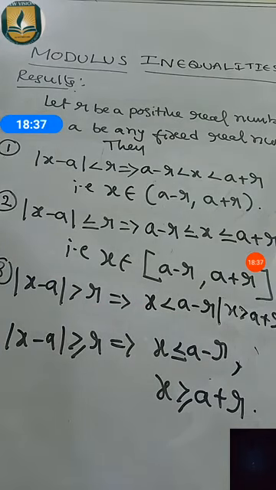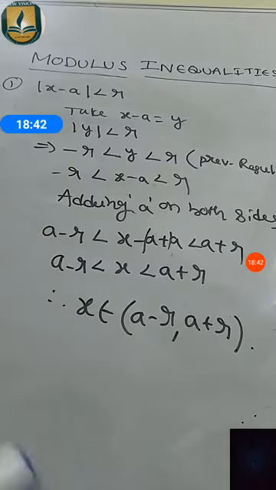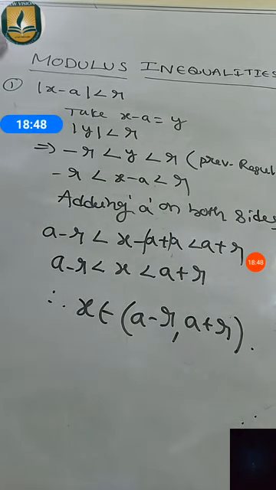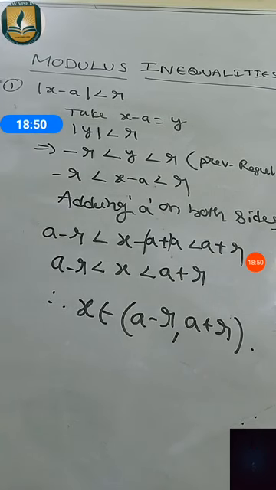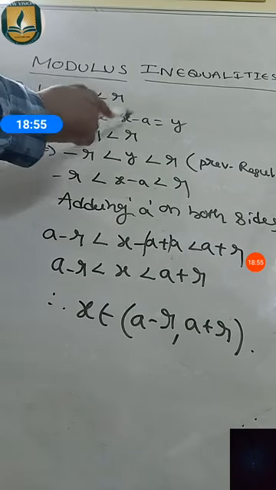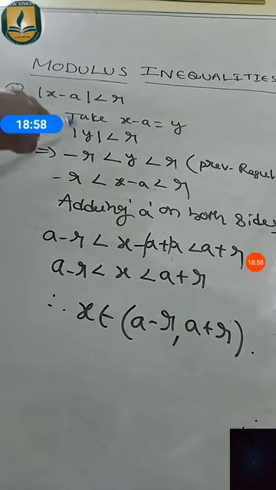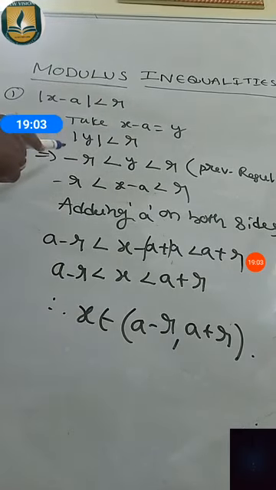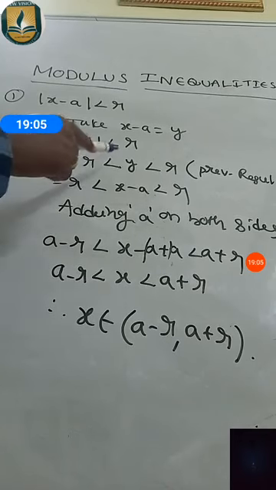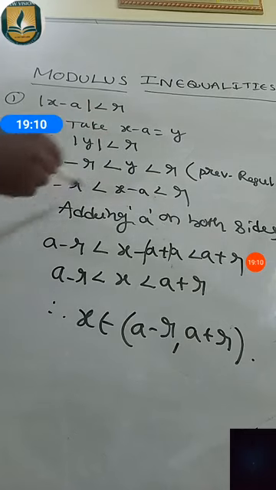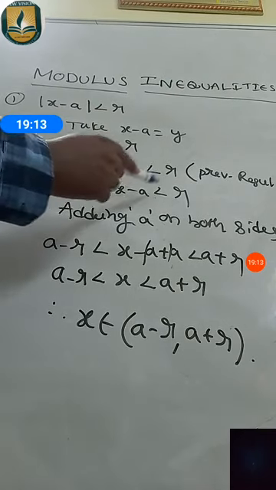Now we will be discussing the proof of them also. Please observe. Now the proof part of the first result, modulus of x minus A less than R. My dear students, it is very simple. For understanding purpose, let us take x minus A equal to y. Now modulus of y is less than R. From the first result, we know that minus R less than y less than R. Now you replace y by x minus A: minus R less than x minus A less than R.